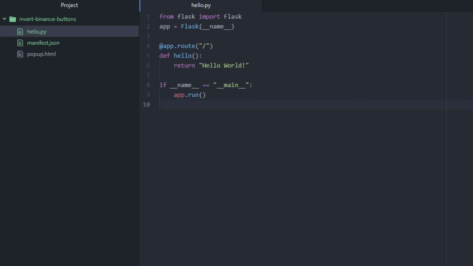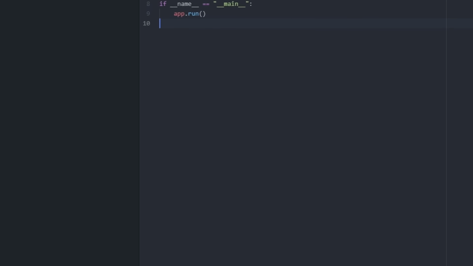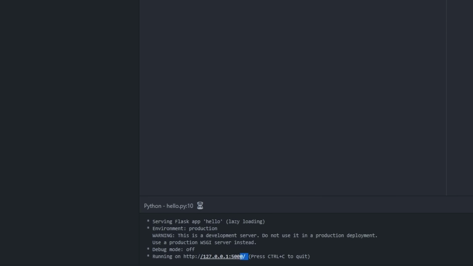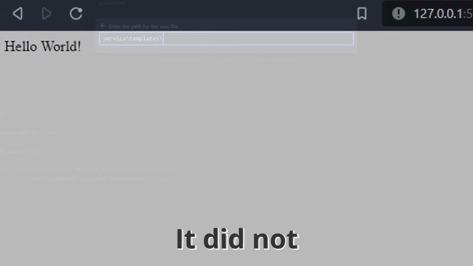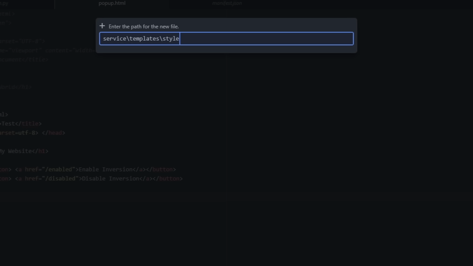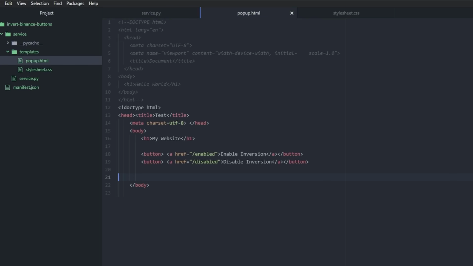I started from scratch with a basic Flask framework and some HTML and CSS. I first had to ensure that the Flask framework works as expected. It did not. With that out of the way, it was time to build the skeleton of the application and add some more HTML and CSS.